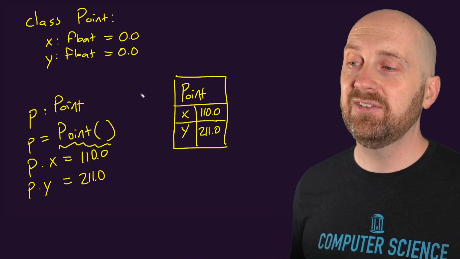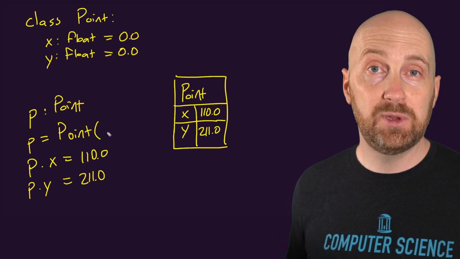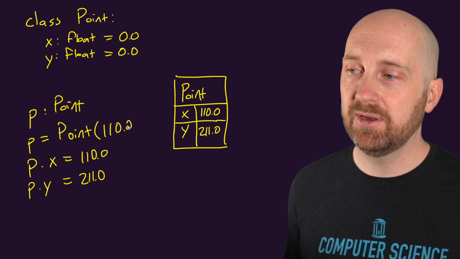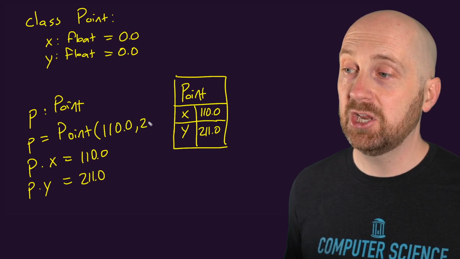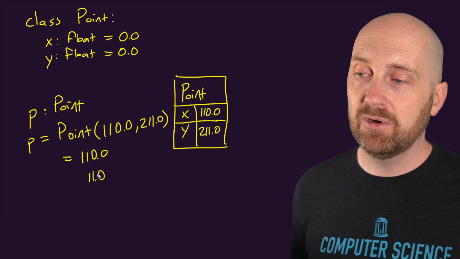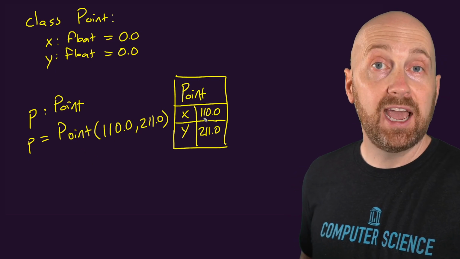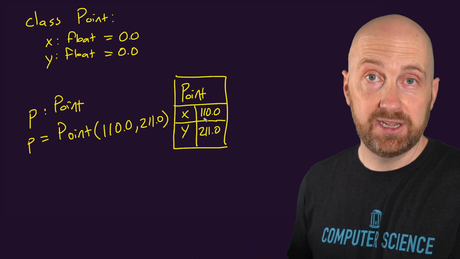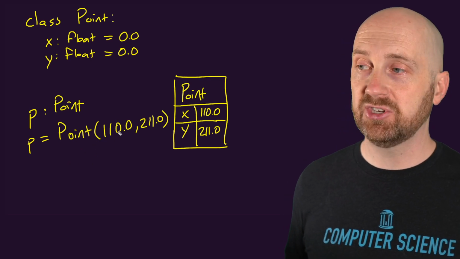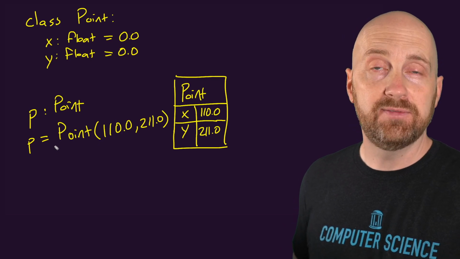Wouldn't it be nice if we could use point, like we can use other functions, that we can give specific arguments to? So we'd really like to be able to give, say, 110.0 as an argument and 211.0 as the second argument, and have the ramification of that be such that the x and y attributes would be initialized to 110 and 211 as soon as this object was constructed, like as a part of the construction of this object.